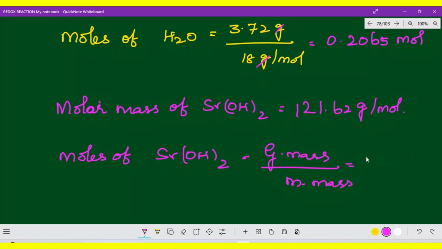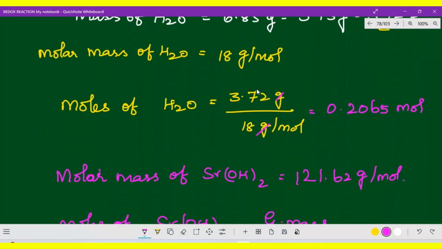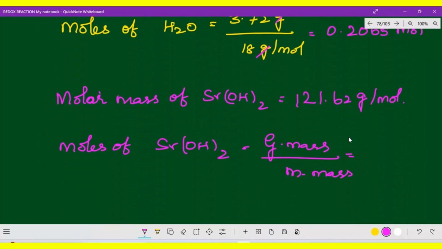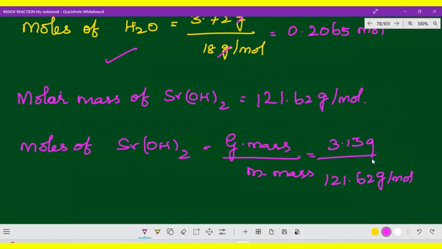So the given mass 6.85, right? That is the whole mass of the hydrated salt. Here only strontium hydroxide we require, no, so 3.13 is that completely. When you are heating, you are losing that water. So water moles we recognized. Now we have to recognize strontium hydroxide only, right? So that is 3.13 divided by the molar mass, 121.62 gram per mole, right? Gram per mole, and this is gram. So gram and gram cancel.